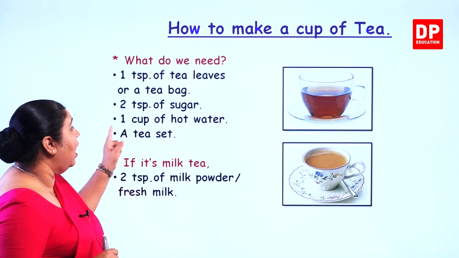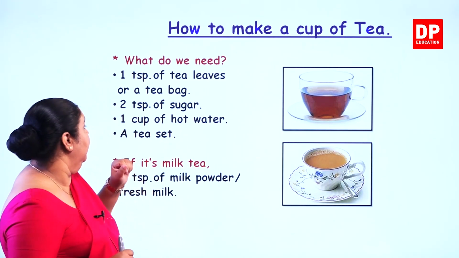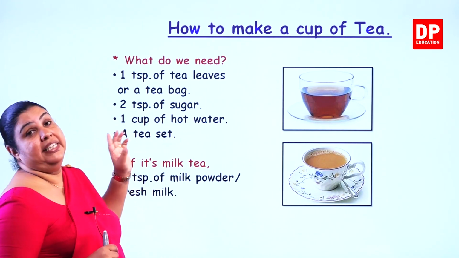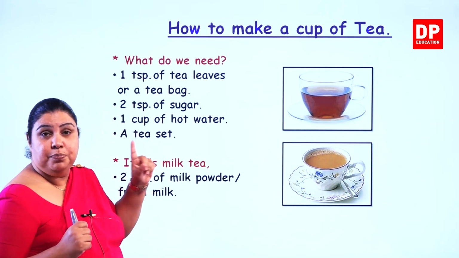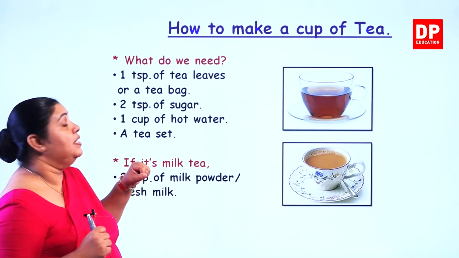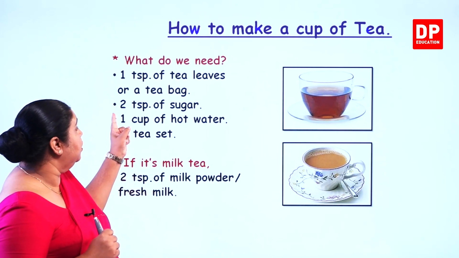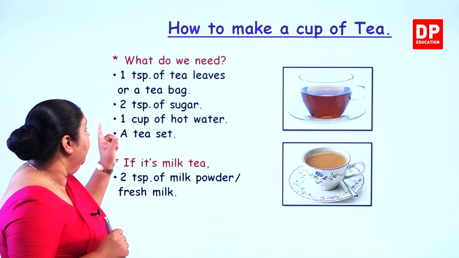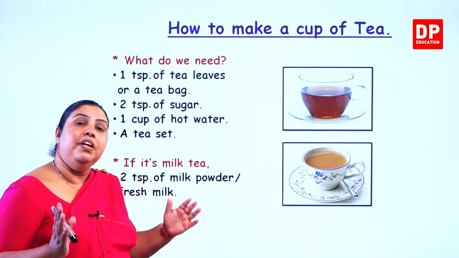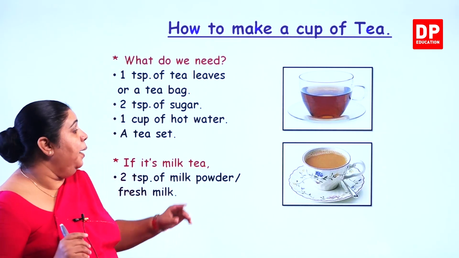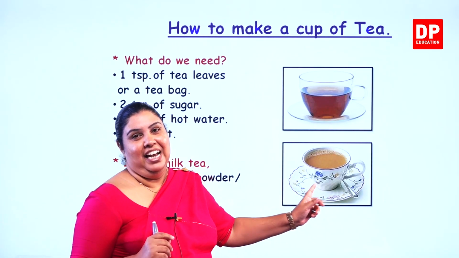Then we need 1 cup of hot water and 1 tea set, that is to serve the tea. We need 1 teaspoon of tea leaves or tea bag, 2 teaspoons of sugar, 1 cup of hot water and a tea set to serve. If we want to make a milk tea, right?